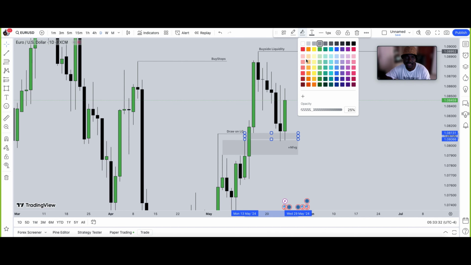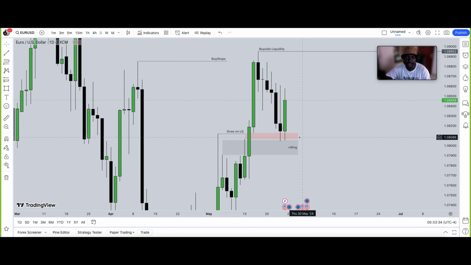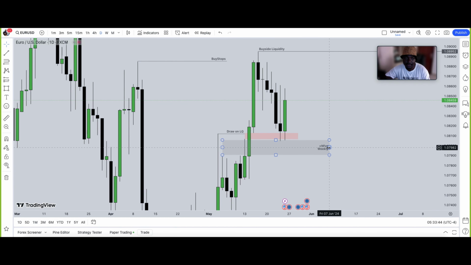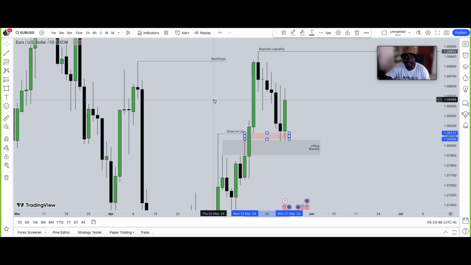So let me use a different color just to create that difference. So this was the fair value gap that was respected, though this is the weekly fair value gap. This one is the weekly. It has not yet been respected, okay? But then this one, being the daily fair value gap, has been respected. So there are two scenarios that could happen here.